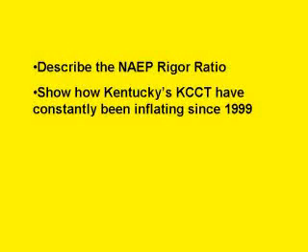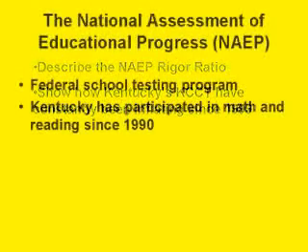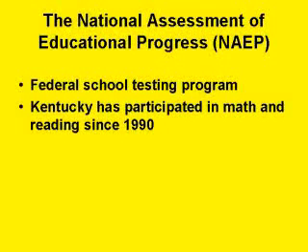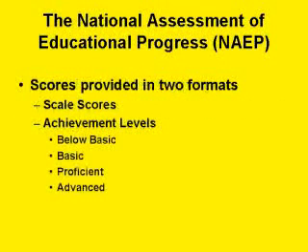We'll describe the NAEP Rigor Ratio and then use it to show how Kentucky's core content tests have consistently been inflating ever since 1999. Before we tell you about the NAEP Rigor Ratio, we need to tell you a few things about the NAEP, or the National Assessment of Educational Progress, first. This is the federal school testing program, and Kentucky has participated in math and reading since 1990. The NAEP provides scores in two formats.